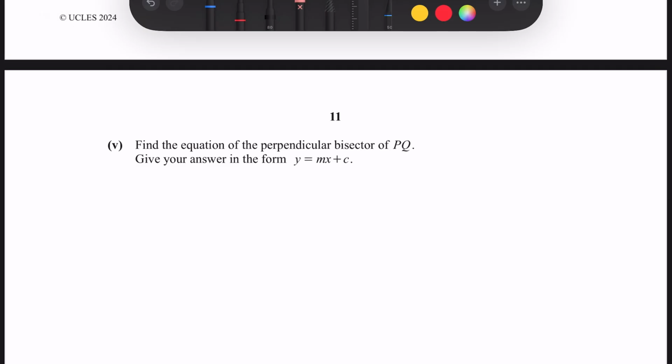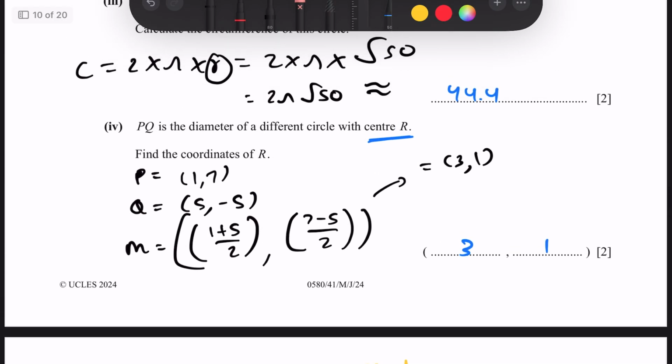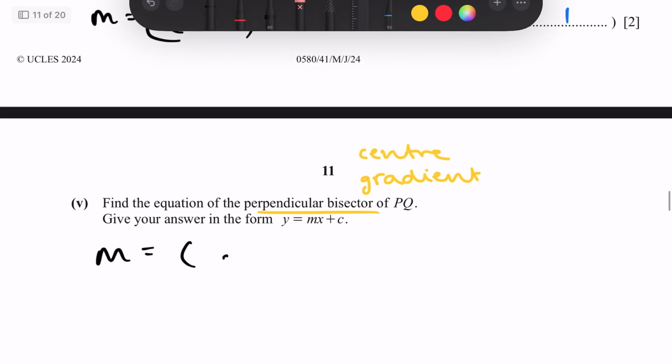Now 5A V asks you to find the equation of the perpendicular bisector of PQ and to give your answer in the form y is equal to mx plus c. So for perpendicular bisectors, we need two pieces of information. We need the center of the line, and we need the gradient of the line. Now the center of the line is equal to the midpoint, and the midpoint is already established to be, as shown in 5A IV, (3, 1).